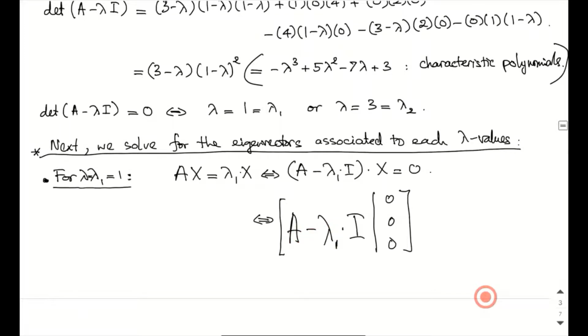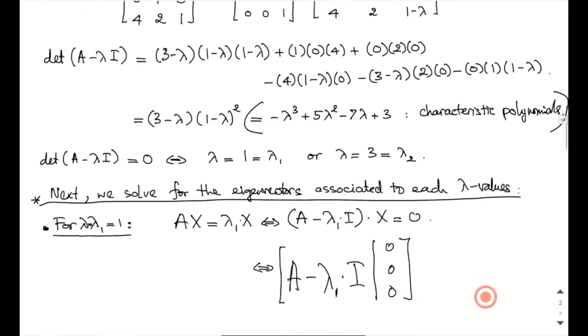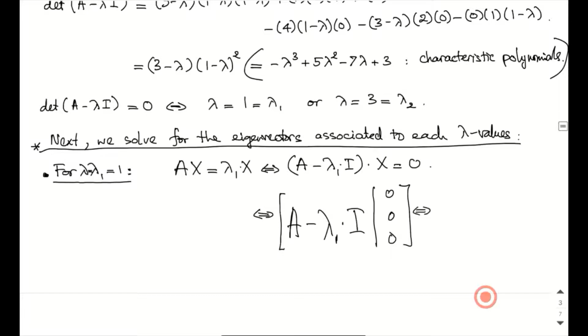What is this? Well, let's go back several lines above. A minus lambda I is going to be 3 minus lambda, 1, 0, 0, 1 minus lambda, 0, 4, 2, 1 minus lambda. So if lambda is replaced by lambda 1, that's going to be 3 minus lambda 1, 1 minus lambda 1 here, and 1 minus lambda 1 here. But lambda 1 is 1 in value. So this is going to be 2 here, 0 here, and 0 here. All right, and so this equation is equivalent with 2, 0, and 0 for the diagonal, 0, 0, 0 for the right hand side.